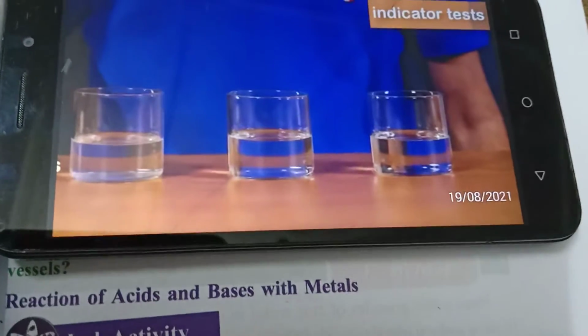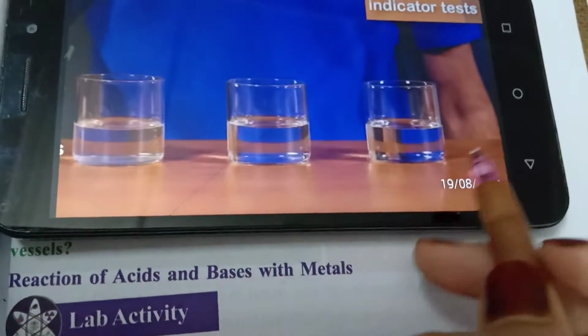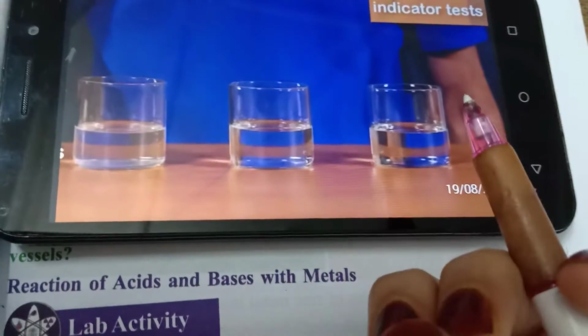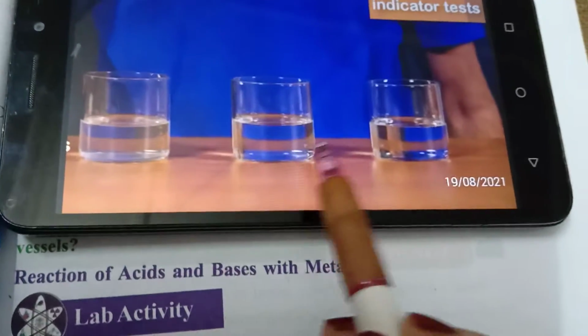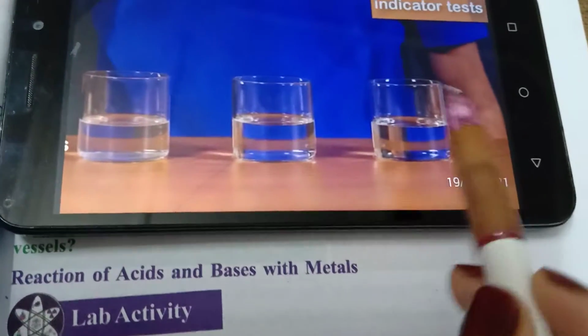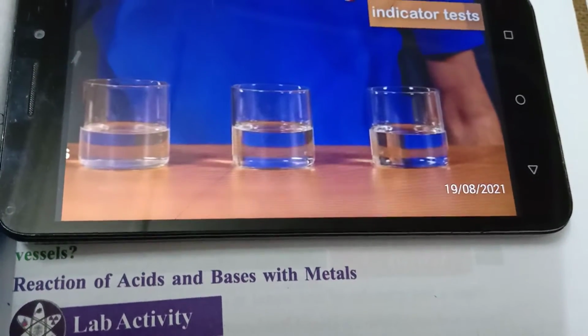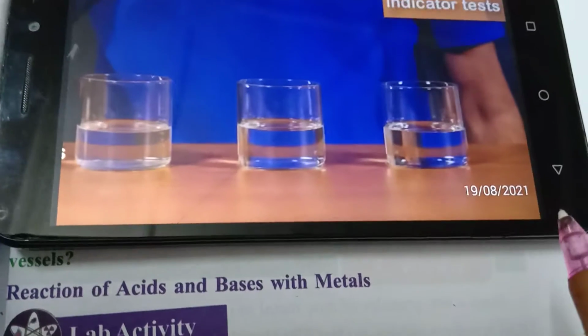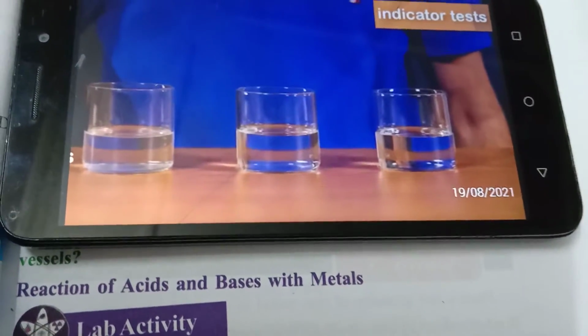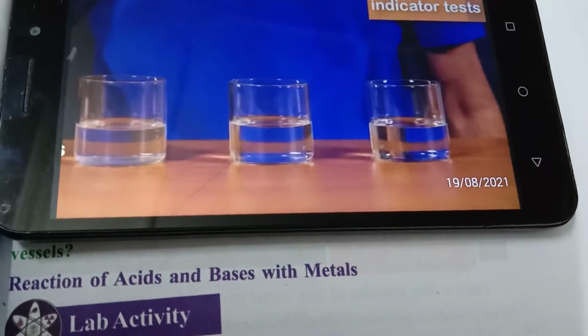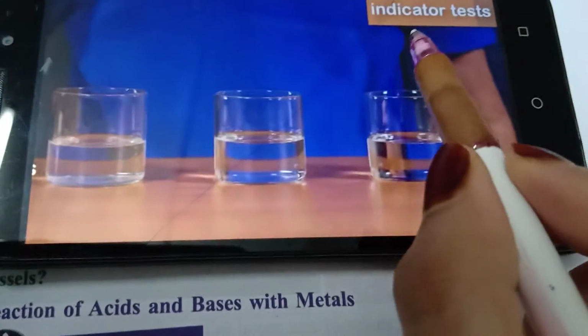For example, suppose I give you a solution and I am not telling you which solution is acid, which is base and which is salt. I ask you to find out which is acid, which is base and which is a salt solution. Then how are you going to identify and tell me? Yes, with the help of indicator tests.